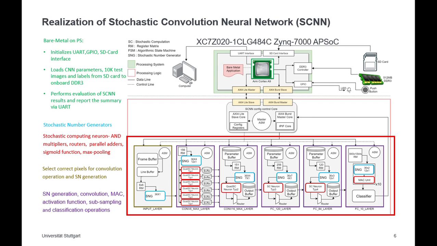The processing system, or the ARM Cortex-A9 CPU, executes a bare metal application. This bare metal application has three main tasks. It initializes the UART, GPIO, and SD card interface. It then loads all the trained binary parameters, the 10K test images from the MNIST dataset and their labels from the SD card onto the onboard DDR3 memory. At last, it evaluates the SCNN results against the test labels and then reports the classification summary via UART.